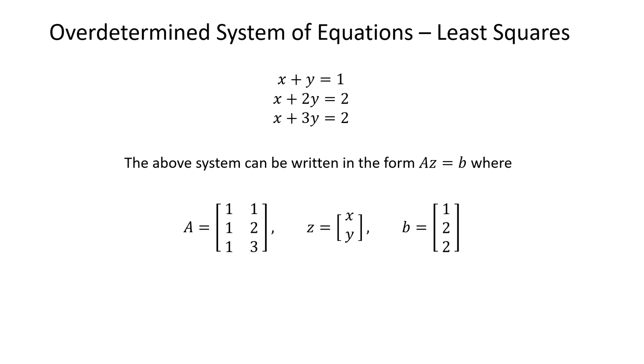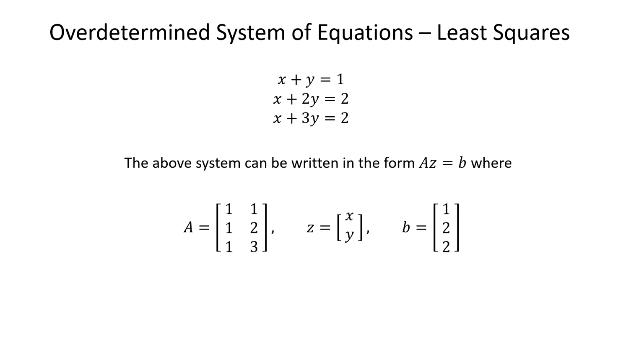There's one more case, and that's called an overdetermined system. You see here where we have more equations than unknowns. We have two unknowns and three equations. And we can write that in a matrix format, Az equals b, where A is the coefficients on the left, 1, 1, 1, 2, 1, 3. z is the variables we're looking for, and then b is what we have on the right.